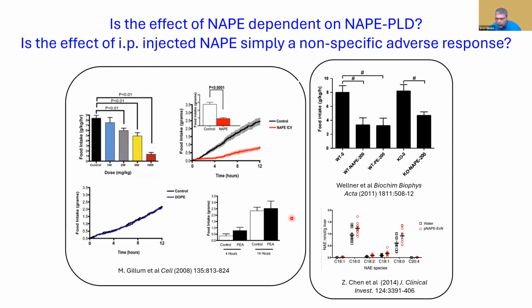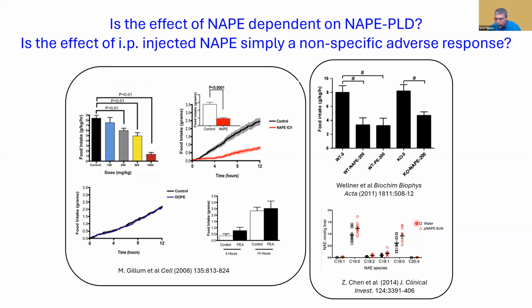But then Harold Hansen's lab did what was kind of the obvious experiment, and that's to do the same IP injections in NAPE-PLD knockout mice. And they did in fact see that NAPE was still able to provide this reduction in food intake, but they did studies, and this is just part of them, showing that if you did PE injection and also phosphatidic acid at the same concentrations, that also reduced food intake. And so they interpreted this IP NAPE effect as being just an adverse effect of injecting a lot of phospholipid.